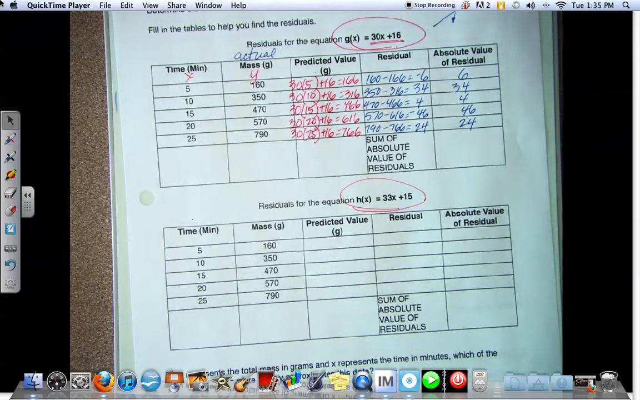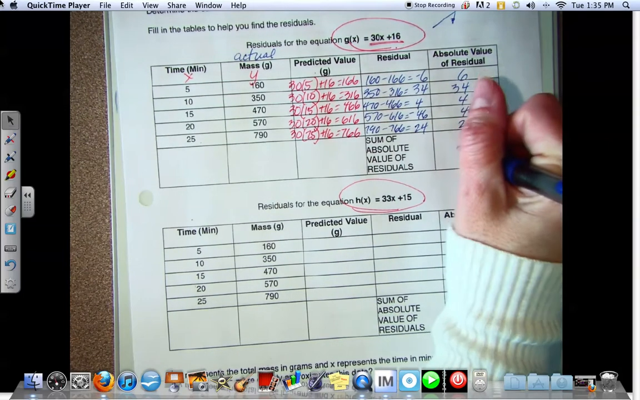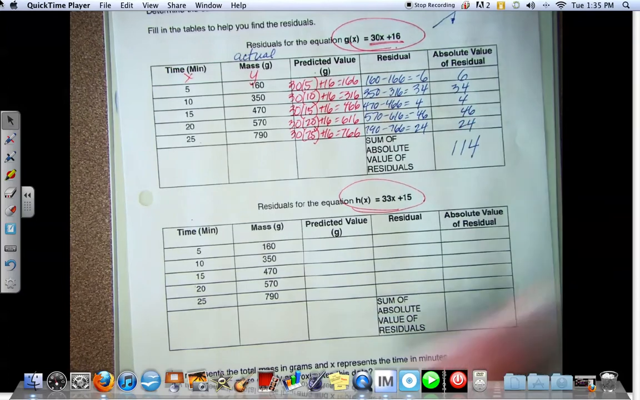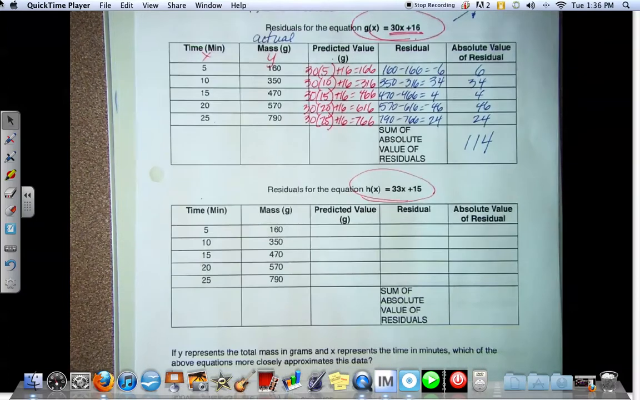How do we find the sum of the absolute value of residuals? You add them all together. And what do we get? 114. Wait, 114. Okay. Everybody agree? Yep. Okay. Same data, different equation.